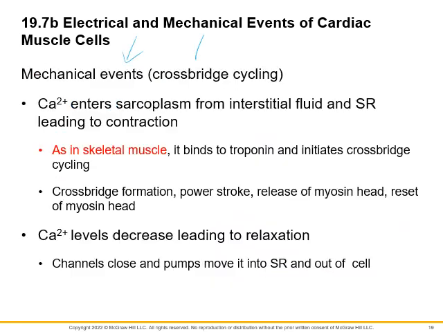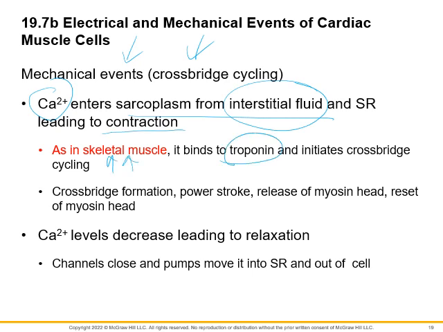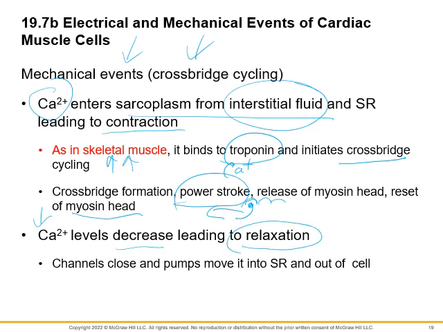So then the mechanical events have to happen, the cross-bridge cycle. Calcium is going to enter from the interstitial fluid, leading to contraction. Just like in skeletal muscle, when we had troponin, we had the calcium bind the troponin, and it moved the tropomyosin gate, and initiated that cross bridge where we have the myosin head reaching up, grabbing the actin, and pulling that power stroke, right? And then as the calcium levels decrease because the gate closed, that's going to trigger relaxation.